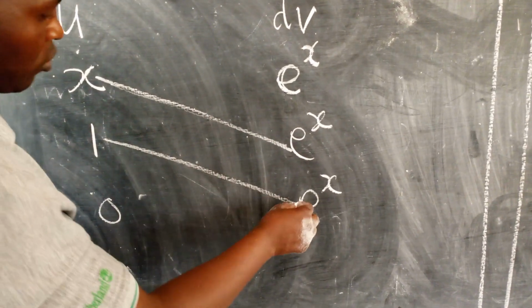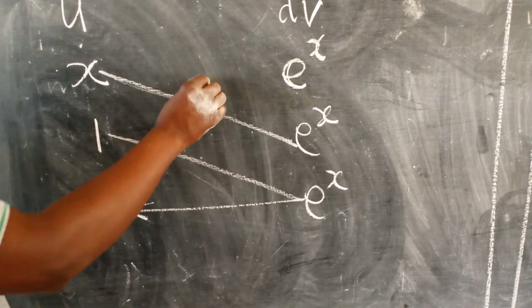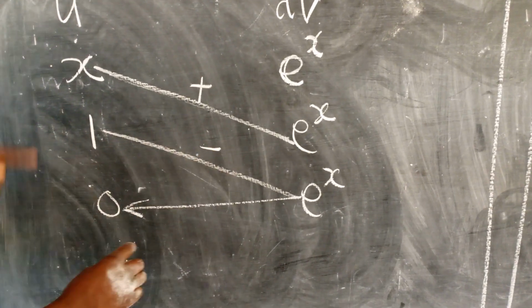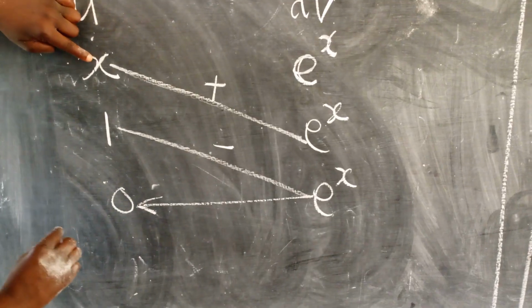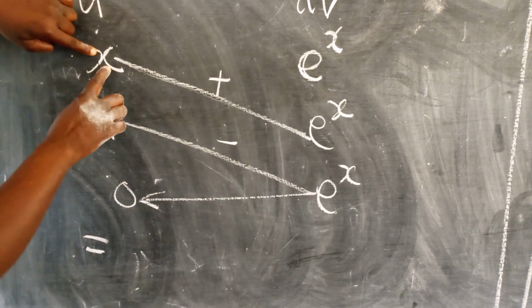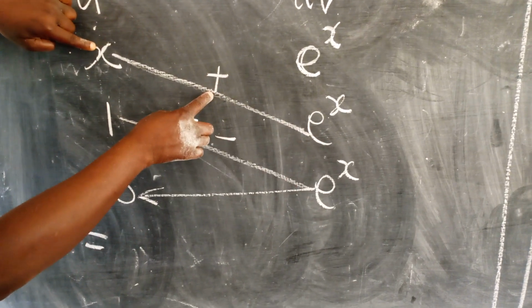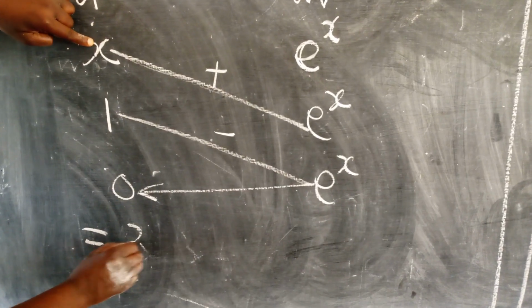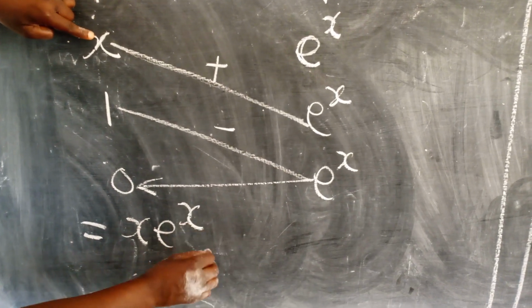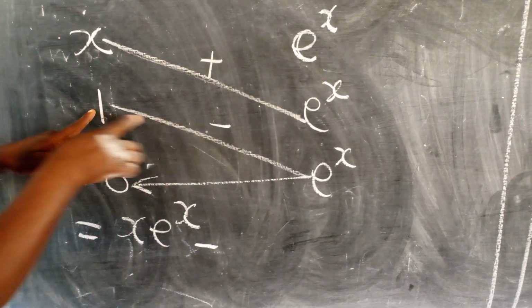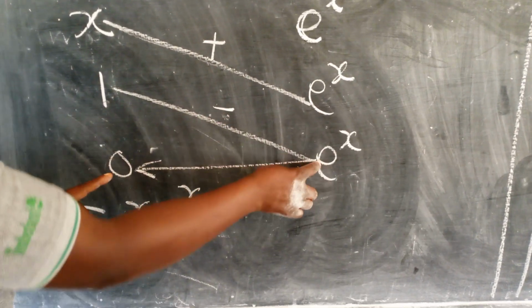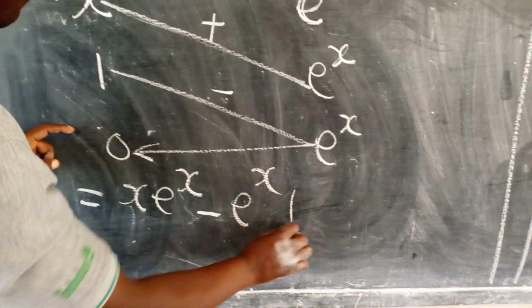This one is joined to that one, and this one goes like this. So this is a positive, this is a negative. So what does it mean? You are multiplying. So you are just saying x times e. Mind you, there is a positive. We are going to have positive x e^x minus. Why minus? 1 times, there is a negative here, times this, it will be e^x plus c.